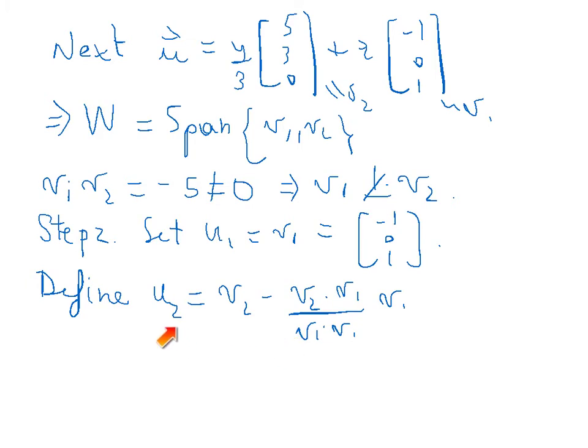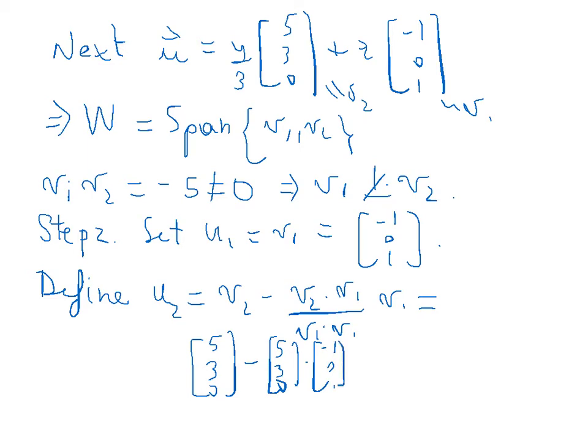And this tells us that the vector u2, defined as v2 minus the projection, is going to be orthogonal to u1. Now, if I do such a calculation and replace all these numbers, v2 is (5, 3, 0) minus the dot product of (5, 3, 0) with the vector (-1, 0, 1), divided by the dot product of v1 with itself, which is equal to 2, multiplied by the vector (-1, 0, 1).